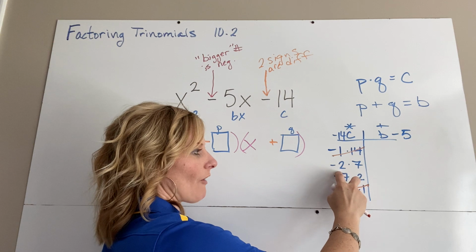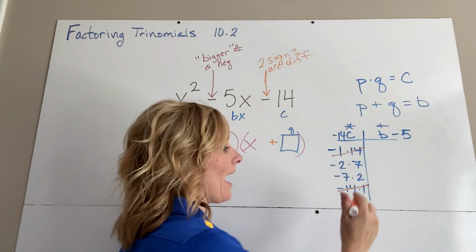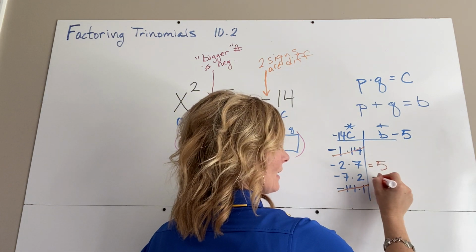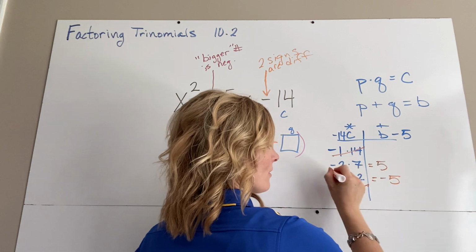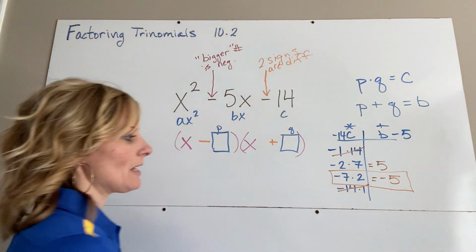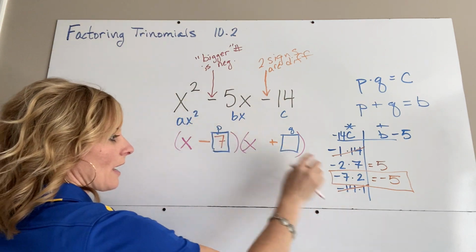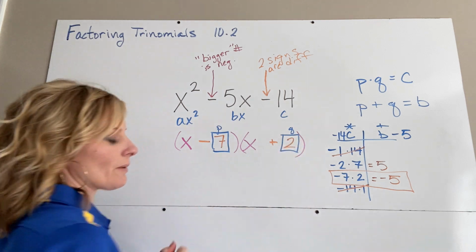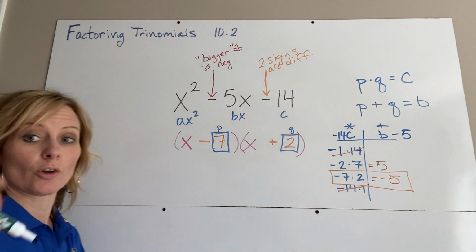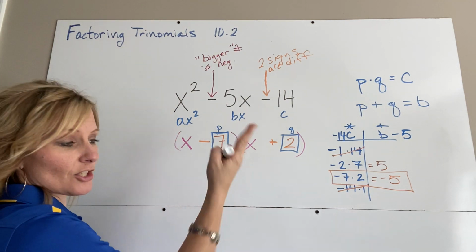So this makes more sense, right? 7 take away 2 is 5, but negative 7 plus 2 is negative 5. And I need it equaling a negative 5. So those are my numbers. So what does that mean? All right, well, I put the 7 with the negative, and I put the 2 with the positive. Now, you might be wondering, well, how do I know if I'm right? That's a good question. You multiply it back through, you FOIL to double check.